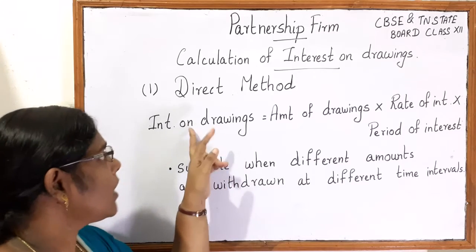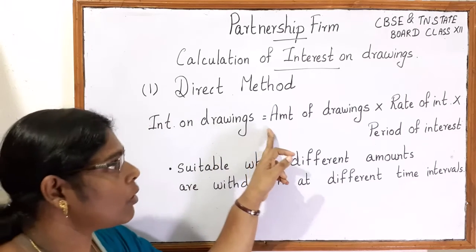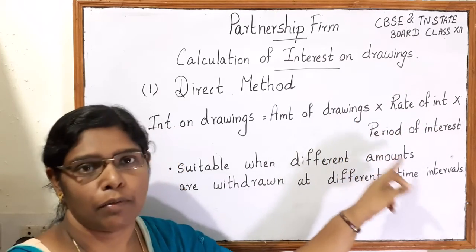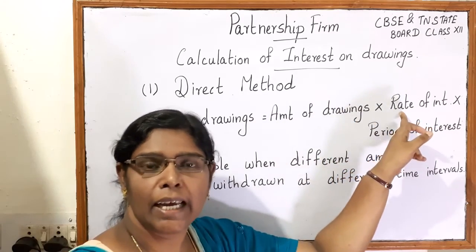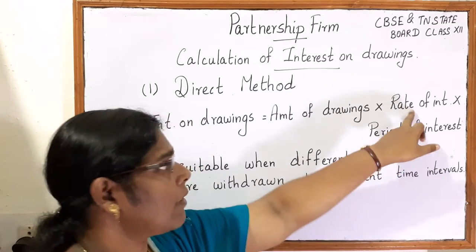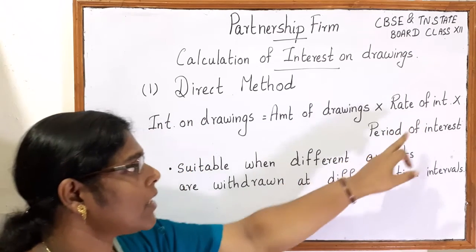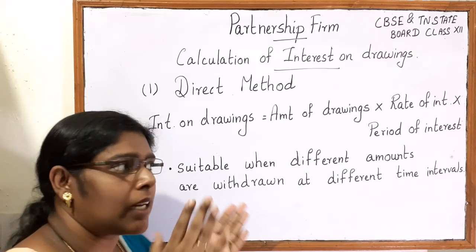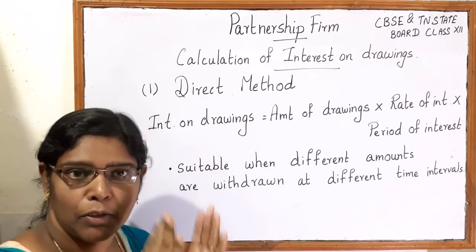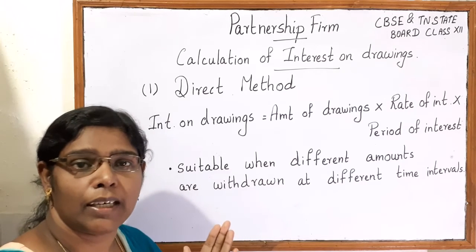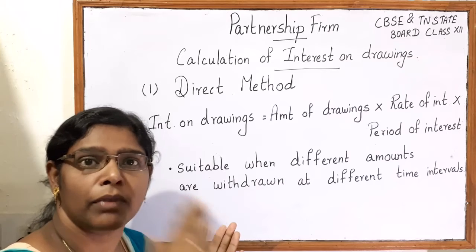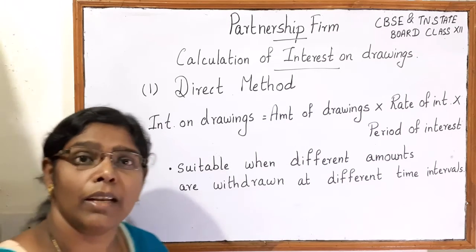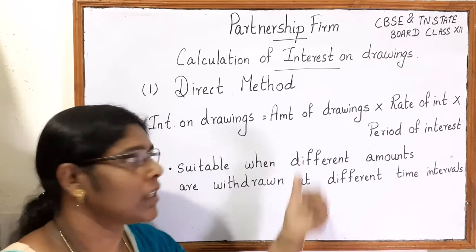We have a formula: interest on drawings is equal to amount of drawings into rate of interest into period of interest. The rate of interest is usually fixed by the partners, so we will be able to know what the rate of interest is. When we talk about period of interest, it is usually from the date of withdrawing the money till the end of the day of the accounting period. So now let's work out a problem using this formula.